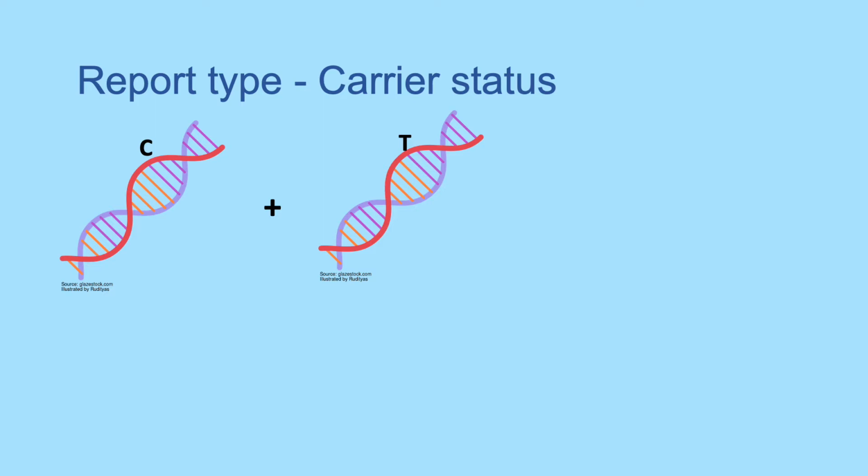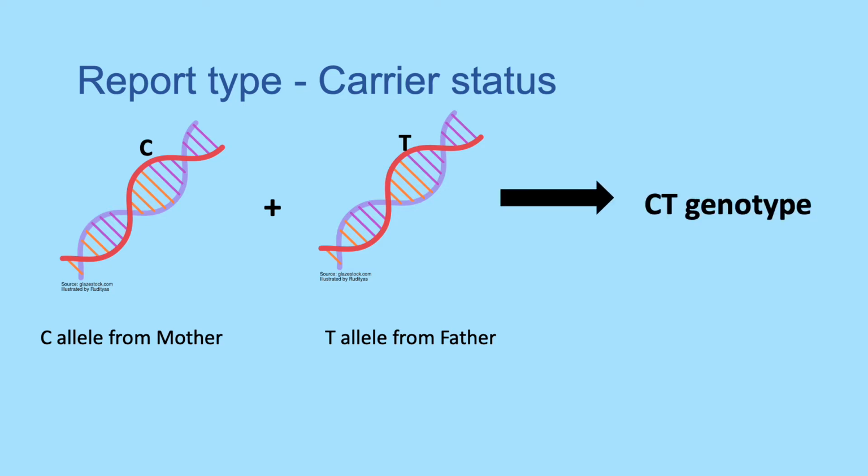Let's introduce 2 basic genetic concepts first. In your genome, there are 2 copies of each gene. Each copy is called an allele. One allele is inherited from your mother, and the other is inherited from your father. This means that for any position in your genome, you get 1 nucleotide from your mom and 1 from your dad. The combination of the nucleotides from mom and dad is called a genotype.